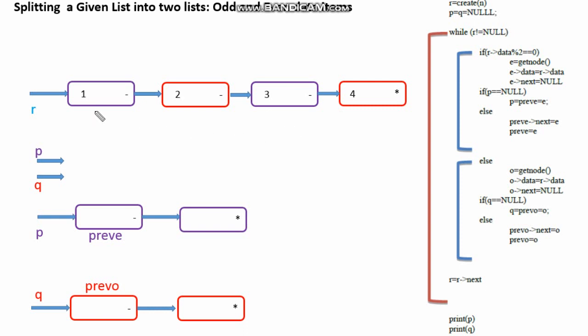Now, when I have this given list of items, my work is to pick up all the odd items and create another list. Let us call it Q, which will consist of all the odd items, and P, which will consist of all the even items.